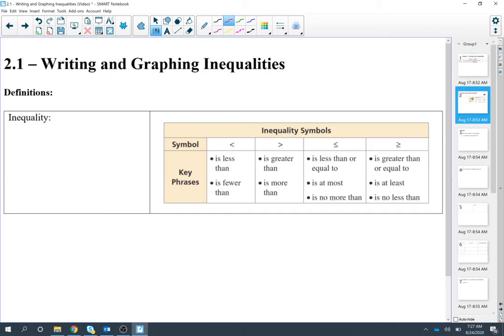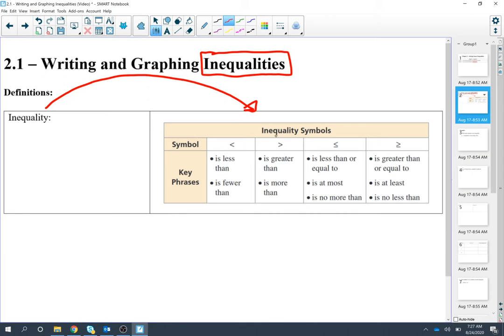2.1, Writing and Graphing Inequalities. So first of all, let's discuss inequality, and we're going to start with inequality. Now, the easiest way to describe these is just to have you look at your inequality symbols as a review. We have our less than sign, greater than sign, less than or equal to, greater than or equal to. Now, if you've never been that great at understanding or remembering these, that's fine.